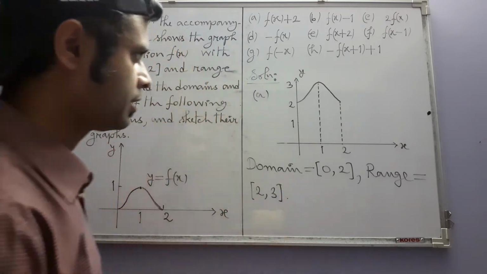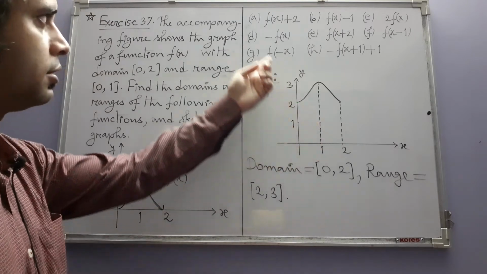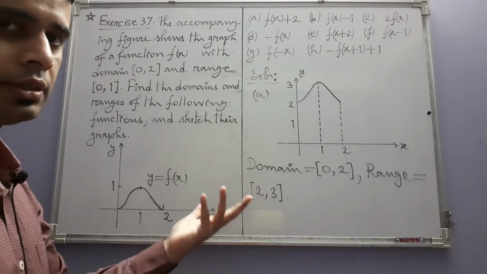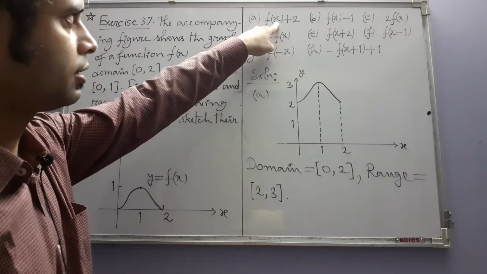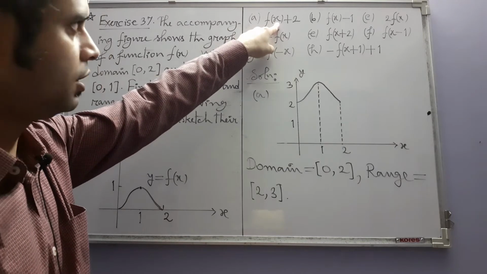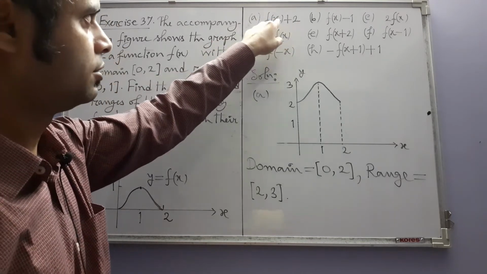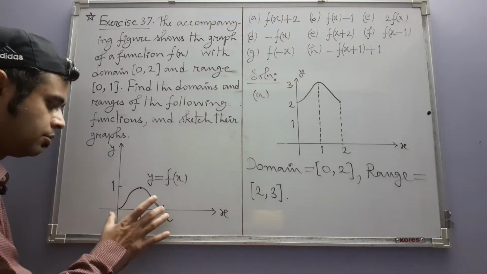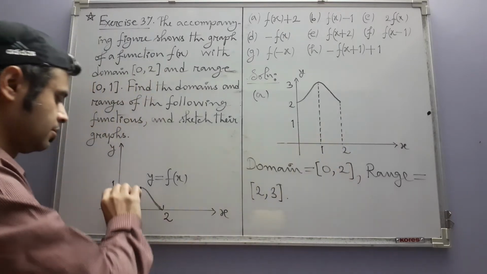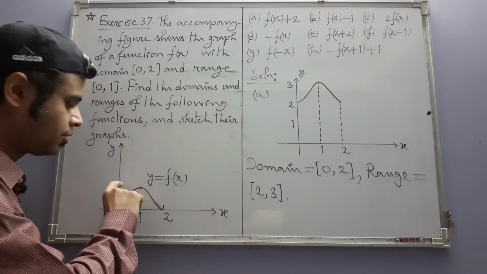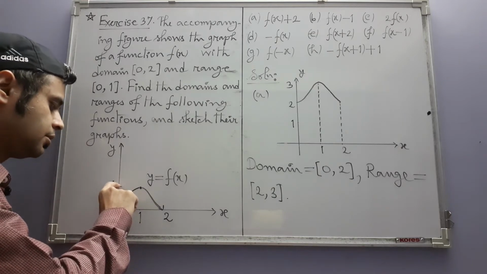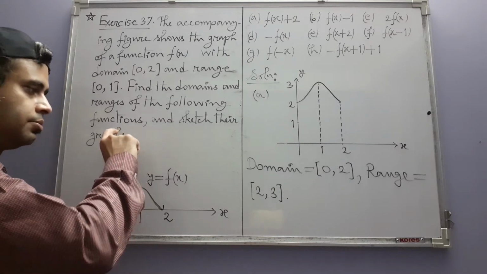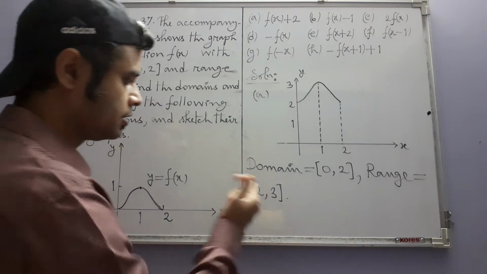You can also understand, without looking at the graph, just from the formula itself, that the domain has not changed, because we have not done anything to x here. We have done something to the y values. We have added 2 to all the y values. So the domain stays 0, 2, but since we have added 2 to all the y values, the range has been shifted from 0, 1 by 2 units to 2, 3. Okay, so this is the new range.